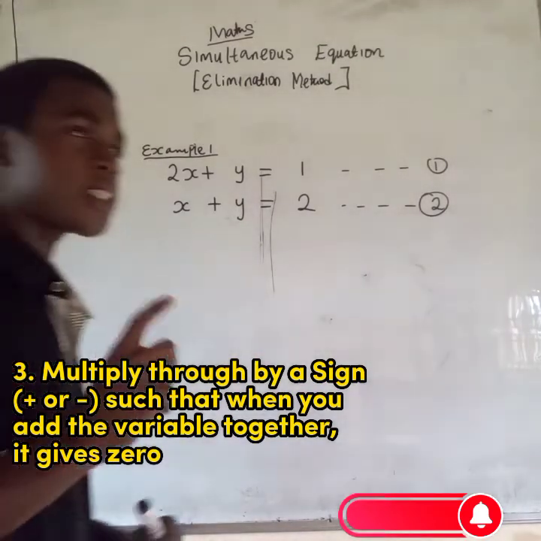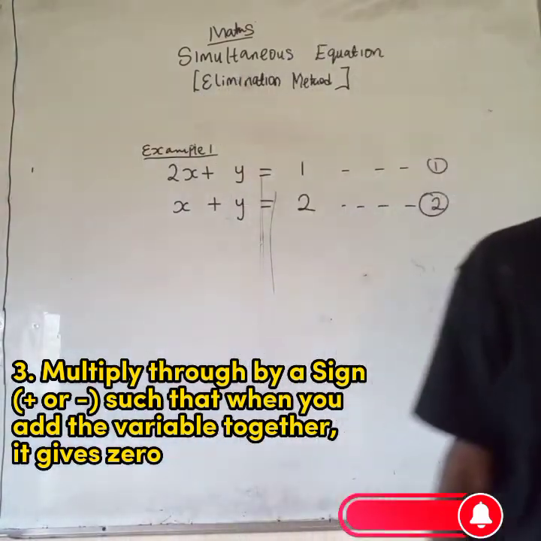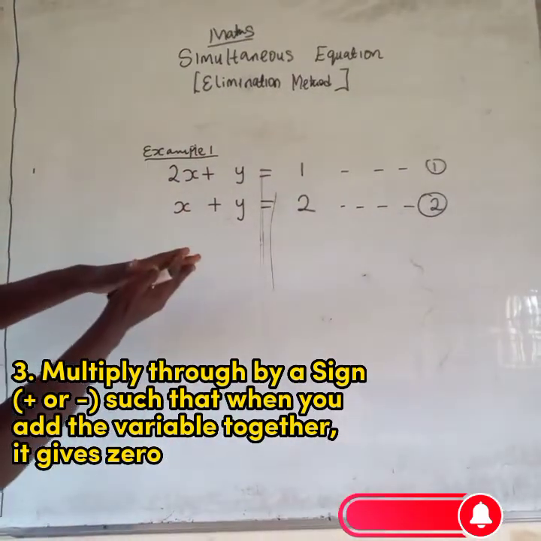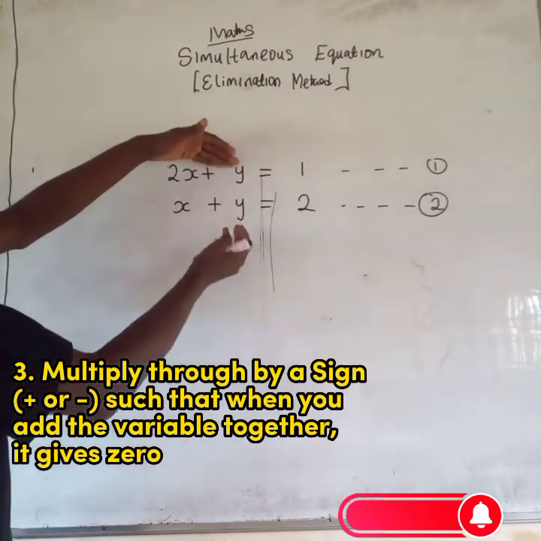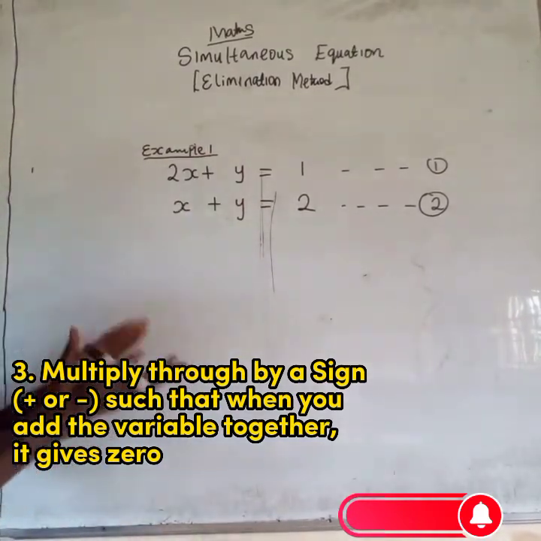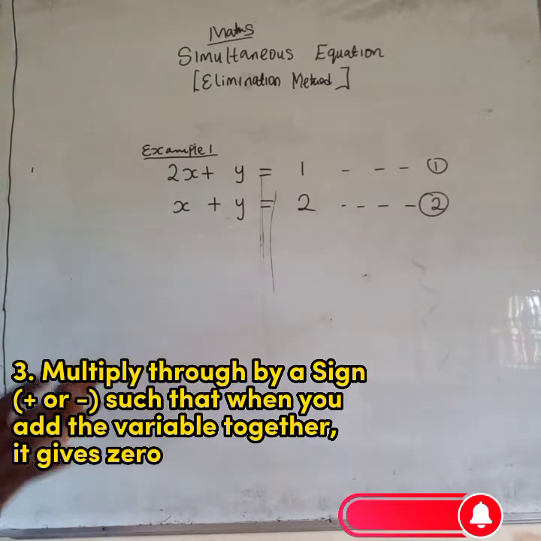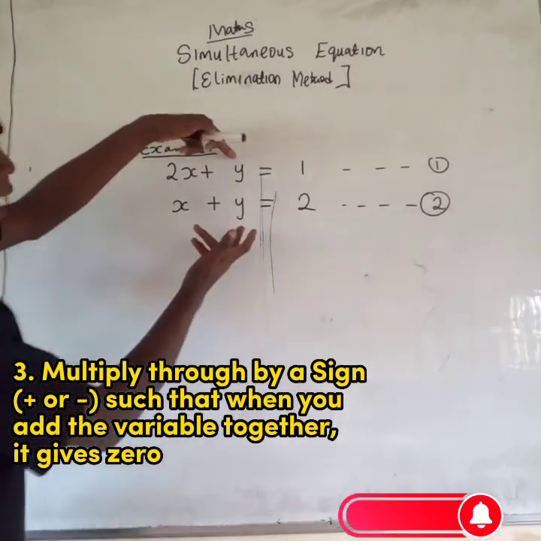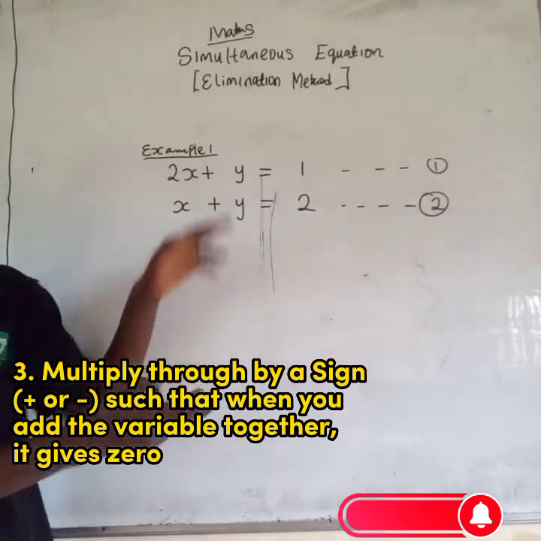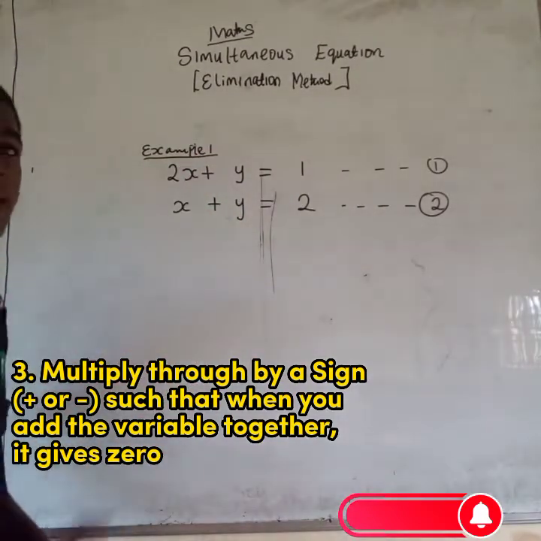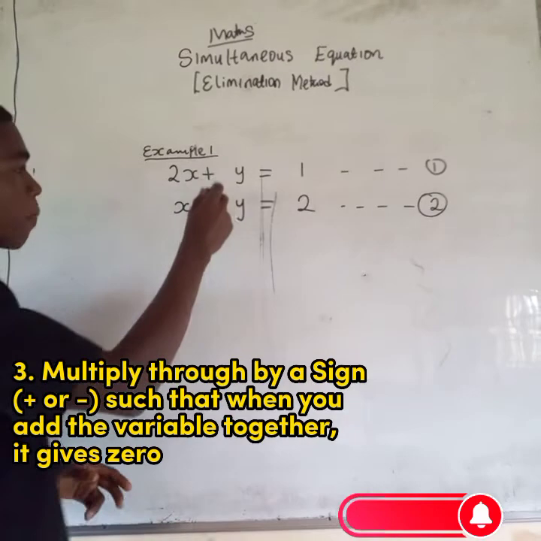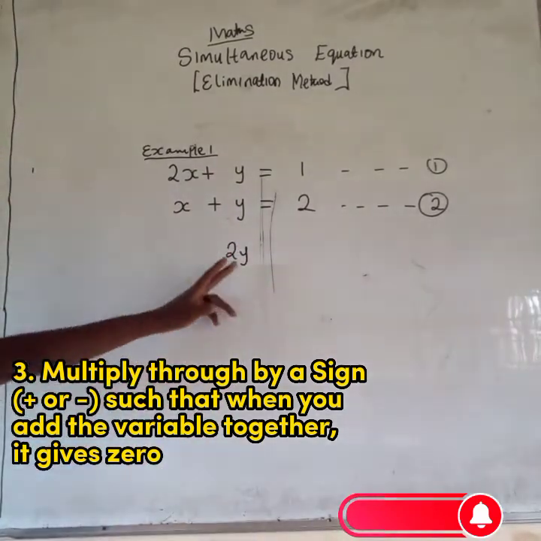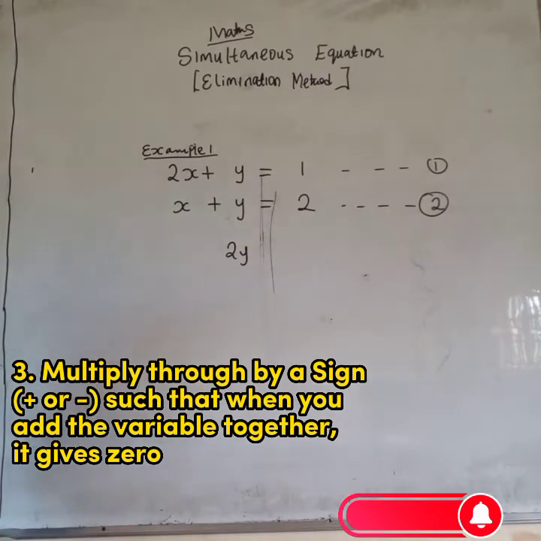Now, step 3, add a sign such that when you add the variable you want to eliminate together, it will become 0. Now, this is plus, right? If I add y and y together, since they are plus, what will happen? It won't be 0. Plus y and plus y will give me what? 2y. So I discovered that my problem is not solved.